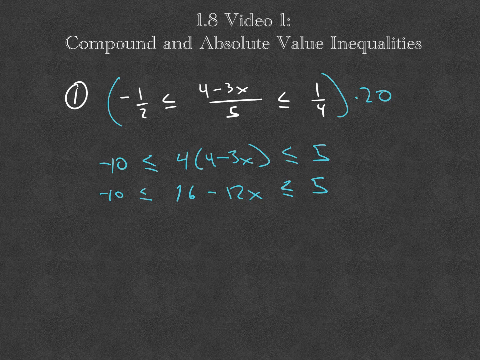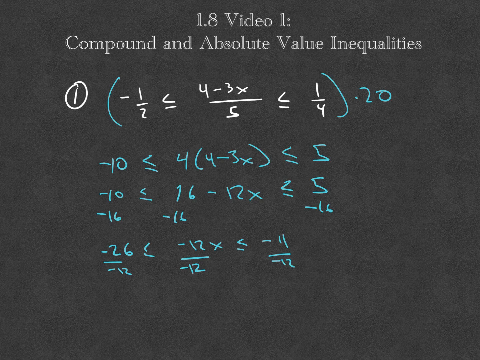And again, just isolate the x now. So subtract 16 everywhere. Negative 26 less than or equal to negative 12x less than or equal to negative 11. And now we can divide everywhere by negative 12. Ooh, I divided by a negative. Gotta flip the sign, right? So I'm going to get positive 13/6. Cut those both in half. Switch the sign. Greater than or equal to. x greater than or equal to positive 11 over 12.